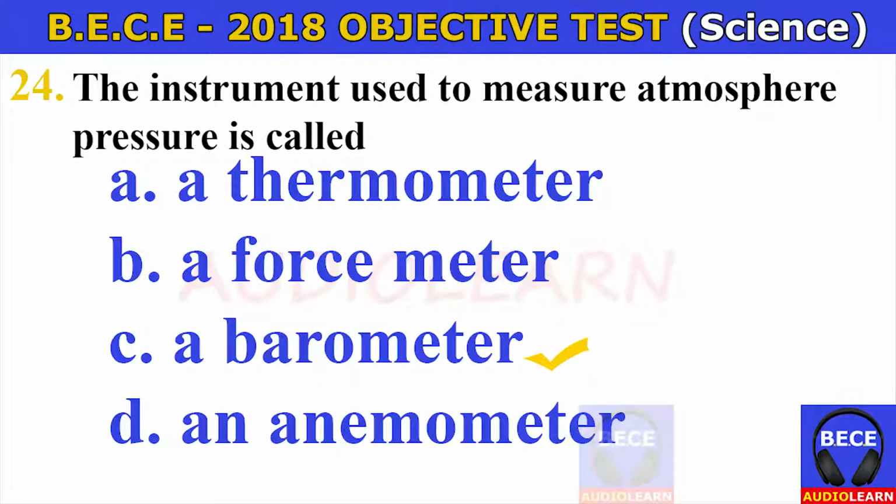Number 24, the instrument used to measure atmospheric pressure is called A. A thermometer, B. A force meter, C. A barometer, D. An anemometer. And the answer is C. A barometer. The instrument used to measure atmospheric pressure is called a barometer.